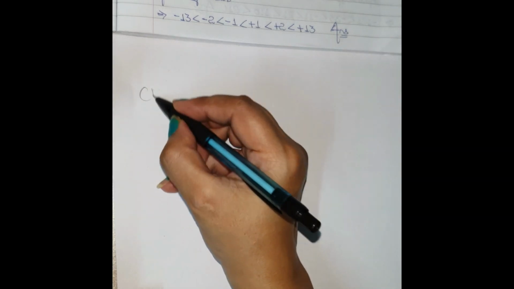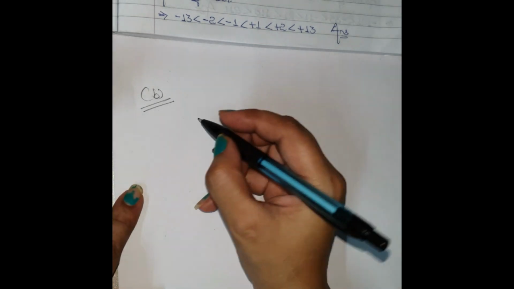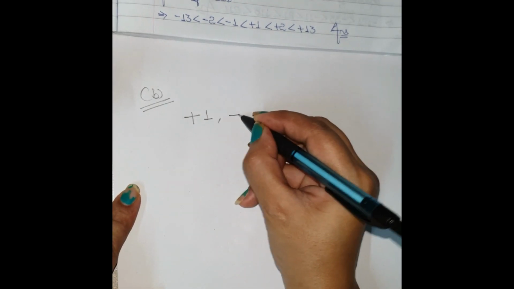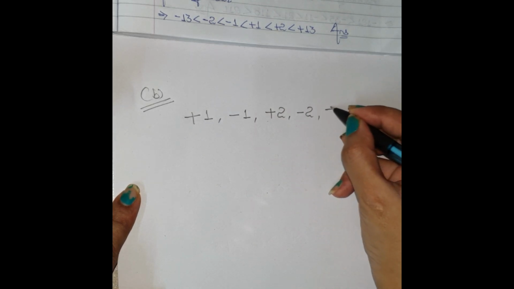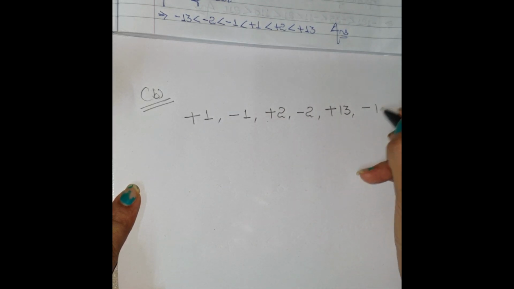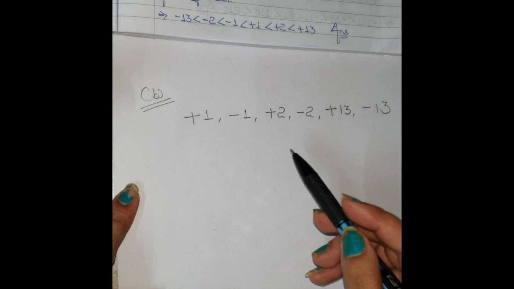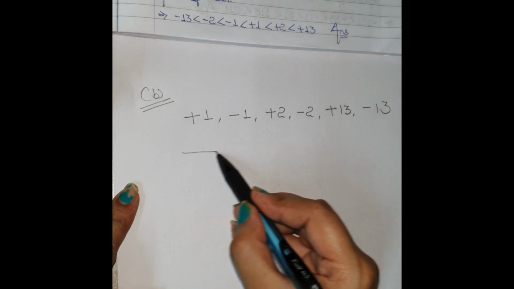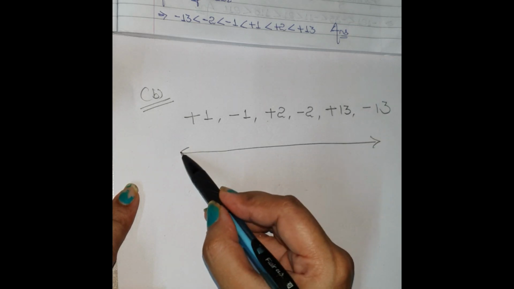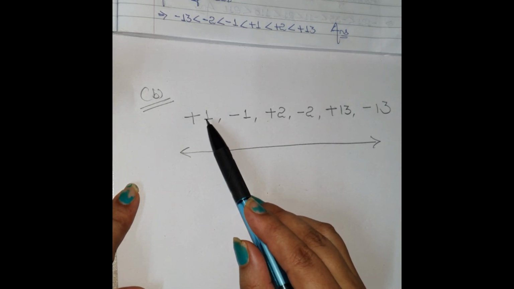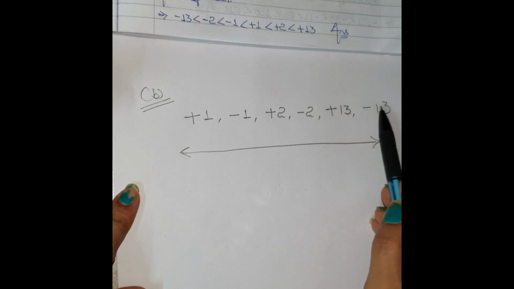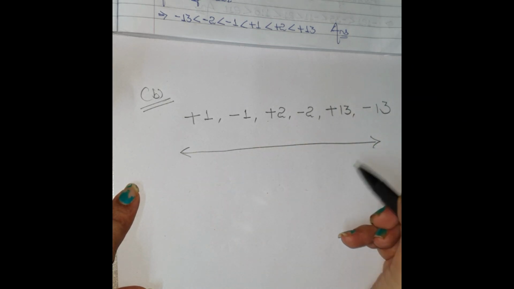See, I am explaining you one more part, B part. It is given +1, -1, +2, -2, +13 and -13. These are the numbers which are given and we have to arrange it in ascending order. So first of all, again as I told, draw the number line like this, okay, and then count how many numbers are given. 1, 2, 3, 4, 5, 6. So total 6 numbers are given, so you have to divide the number line into 6 parts.